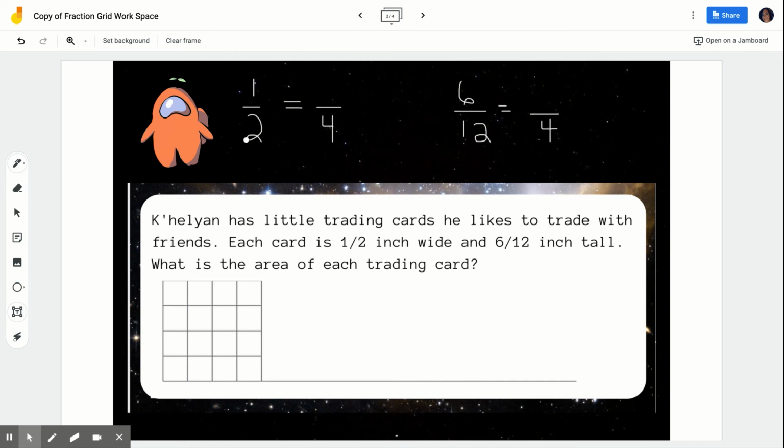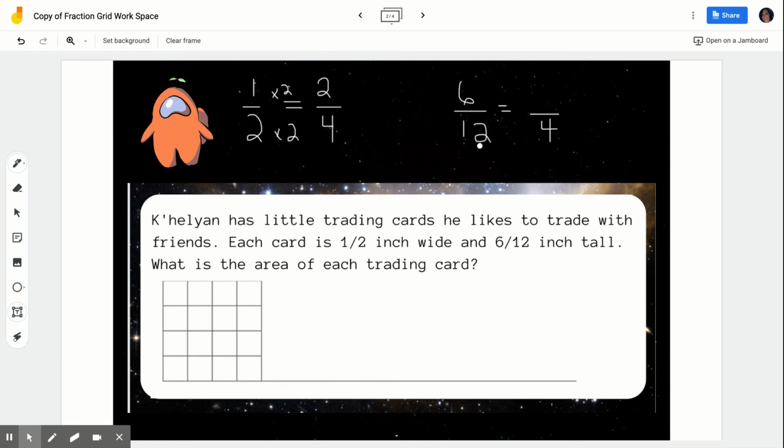So how many times larger do I need to make 2 to be 4? And that answer is multiply it by 2. 2 times 2 is 4. So whatever I do to the denominator, I must do to the numerator. So an equivalent fraction for 1/2 with a denominator of 4 is 2/4.